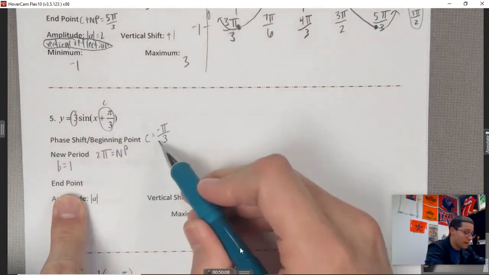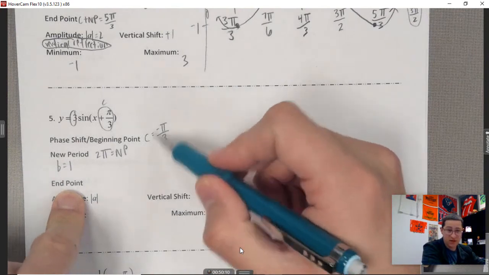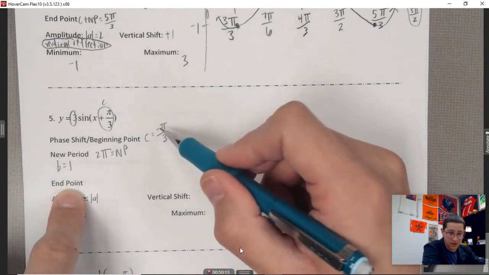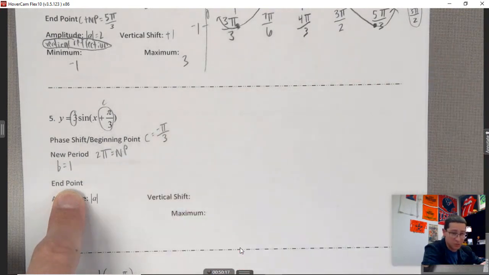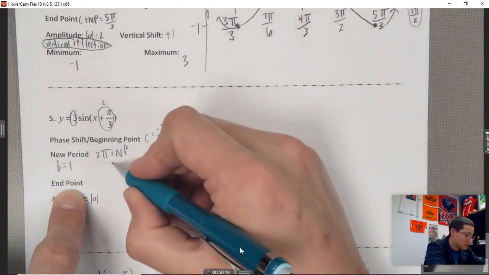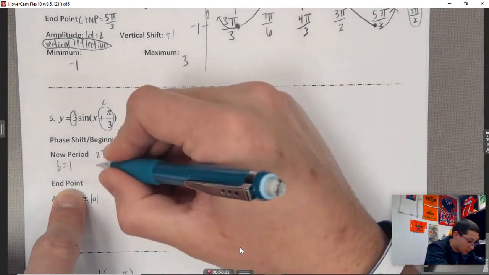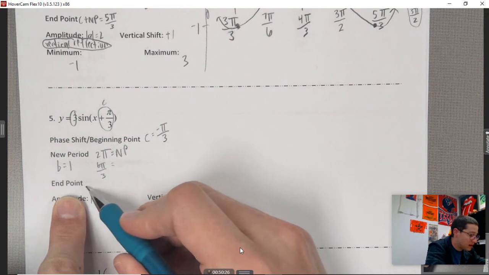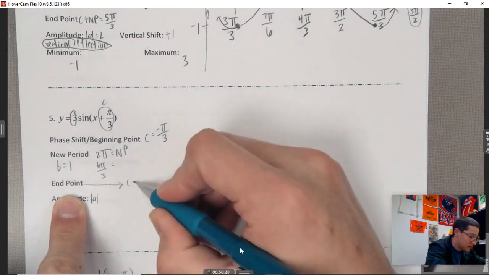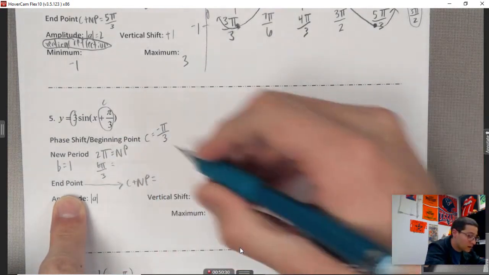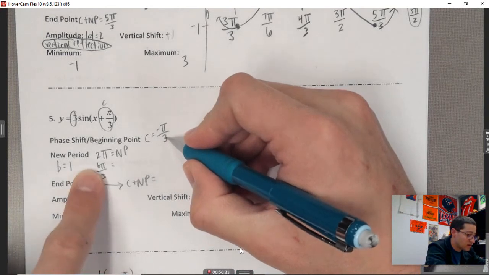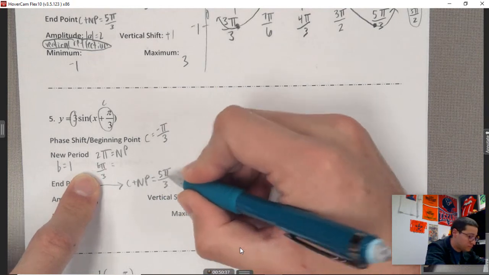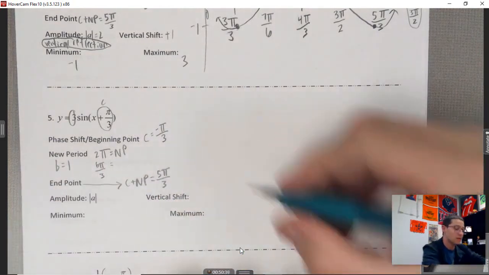The end point. Okay. Again, it's funky here, right? Not the nicest and neatest, but we've got a C value of negative pi over 3. We're adding 2 pi here, so I want to convert this to thirds. Okay, so 6 pi over 3. Now my end point is just my C plus my new period. So it's negative pi over 3 plus 6 pi over 3, so this is going to end up being 5 pi over 3.